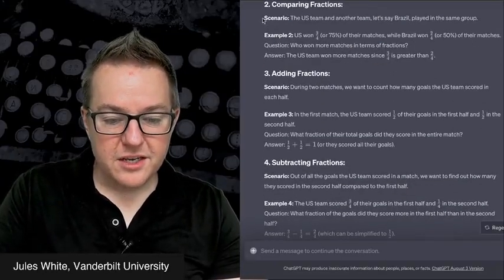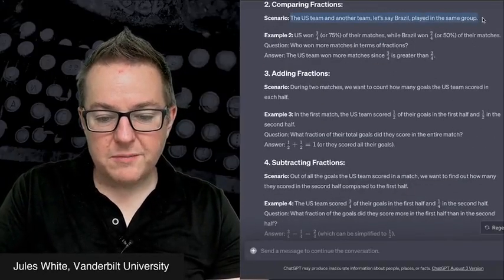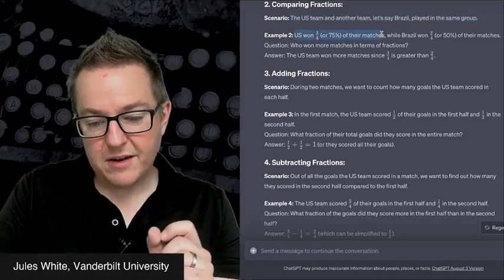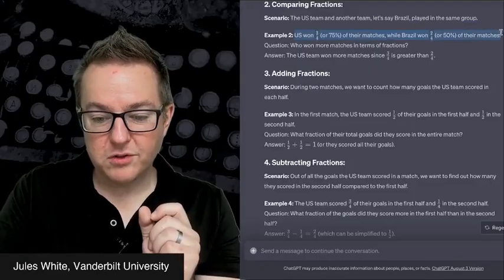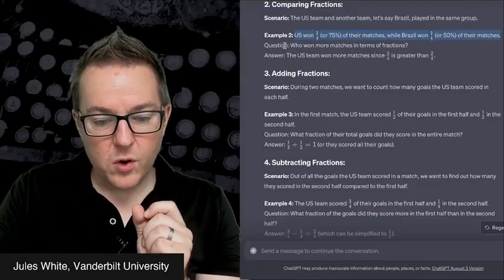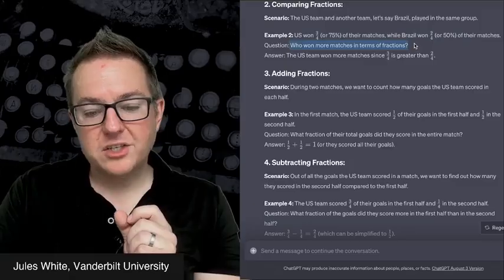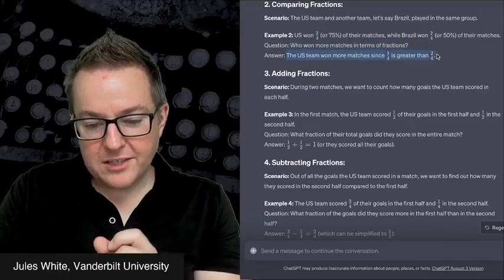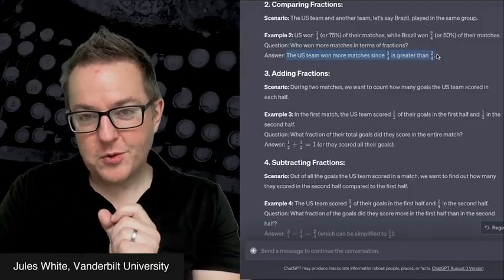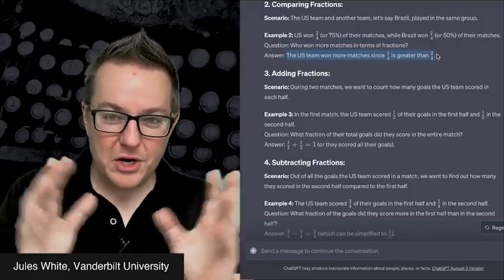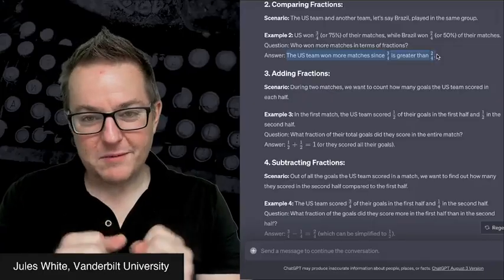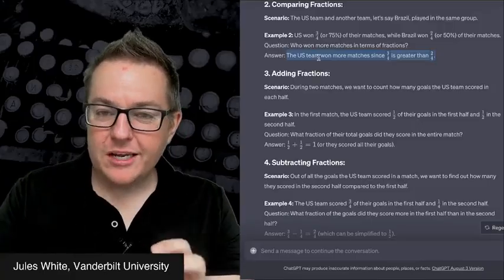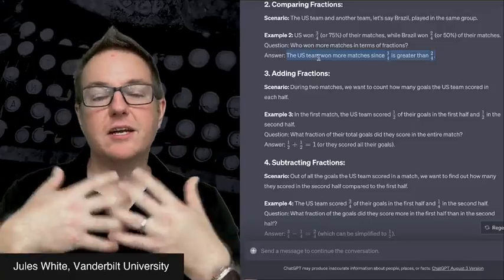Comparing fractions. Scenario, the U.S. team and another team, let's say Brazil, played in the same group. U.S. won 3/4 or 75% of their matches, while Brazil won 2/4 or 50% of their matches. Question, who won more matches in terms of fractions? Answer, the U.S. team won more matches since 3/4 is greater than 2/4. And I'm sorry to all the Brazilian fans, but we know the U.S. Women's World Cup team is a fantastic team. So it's really good at mixing concepts together and explaining examples.